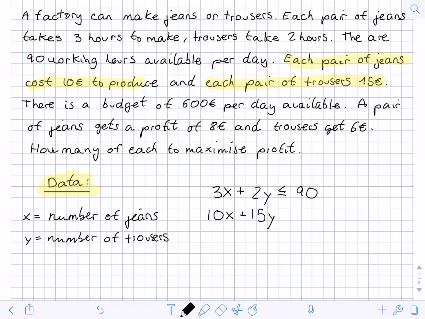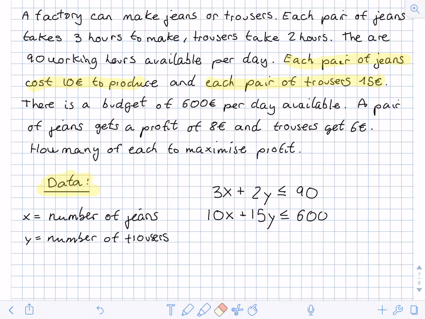Y is the number of trousers, but we don't know the number of trousers yet. Neither do we of jeans. So that's why we call them variables, X and Y. And this has to be less than or equal to €600 a day, because that's what the problem says. There is a budget of €600 per day available.